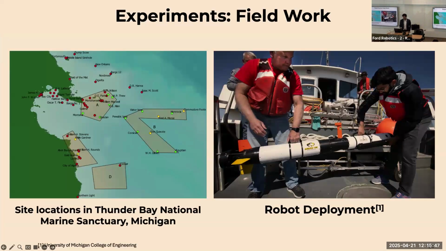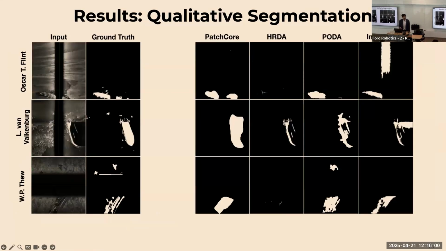So we conducted fieldwork to collect data from Thunder Bay, Lake Huron, Michigan in order to validate our model. Our data was collected using an Iver 3 autonomous underwater vehicle, as shown on the right, which is equipped with side-scan sonar. Here we present some qualitative results compared to baselines, and I've included numbers as well.